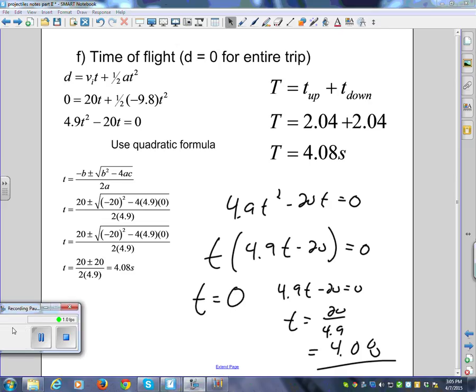Those are the two things I really want you to know. I'm also going to ask you, how far does this object go? What two things do I need to know to find what is the range? It's actually the horizontal displacement. Is there acceleration horizontally? No. So do we need an a in our formula? No.